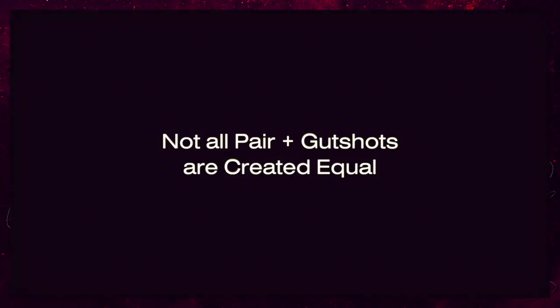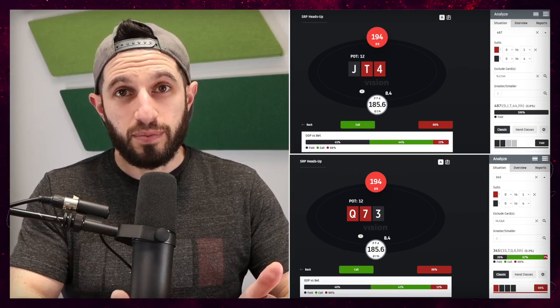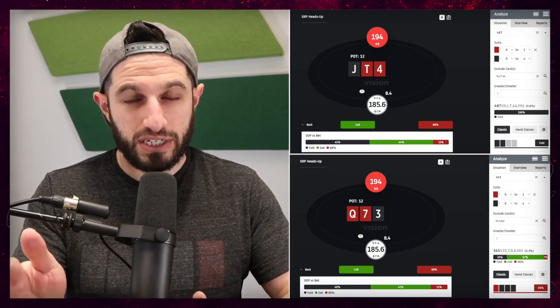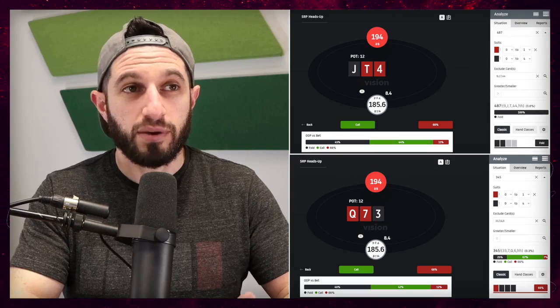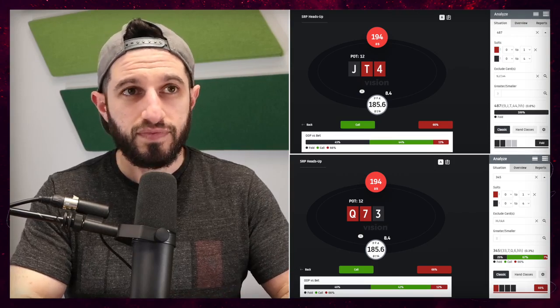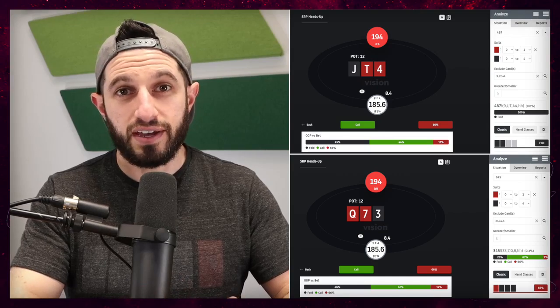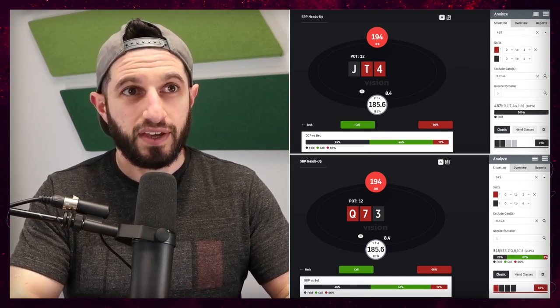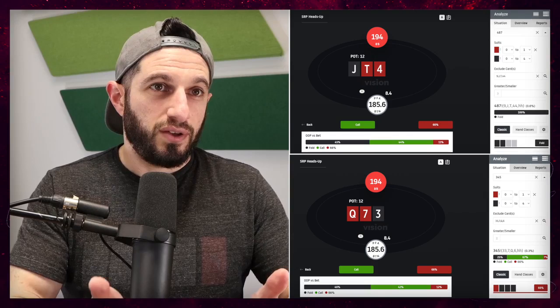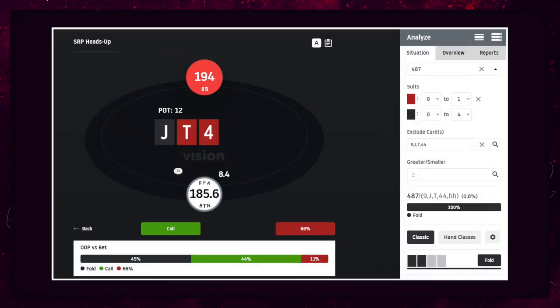Following up from that concept, we're going to look at pair plus gutshot on a couple of different boards. Again, we have the Jack-10-4 two-tone flop that we just talked about, and we have a Queen-7-3 two-tone flop. In each case, we're going to look at bottom pair plus a gutshot. In this scenario, we're out of position and facing a continuation bet. The first thing to note is with 8-7-4, without any additional useful equity, no flush draw, no two pair, no set, etc.